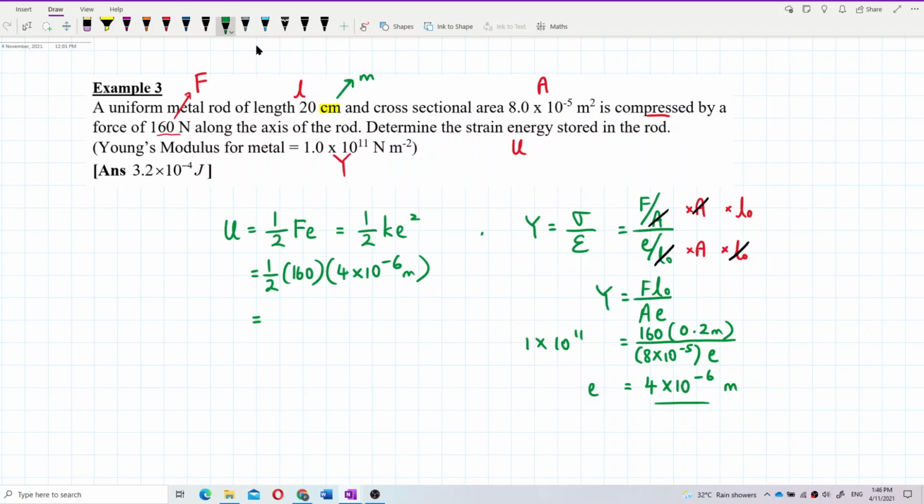It is 3.2 exponent negative 4 joule. That's our energy. Is that correct? Yes, 3.2 exponent negative 4 joule. That's correct. That's it. Thank you.